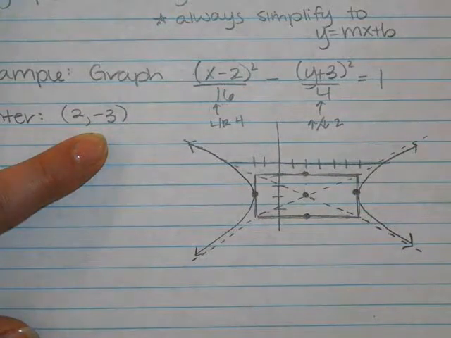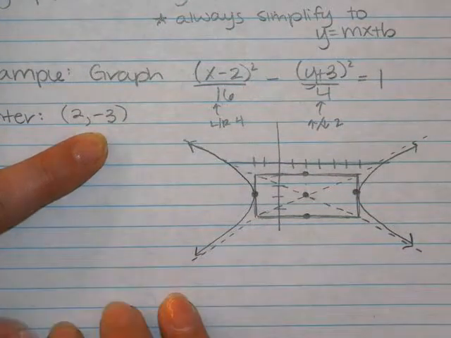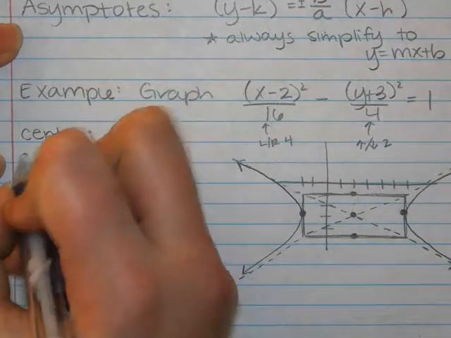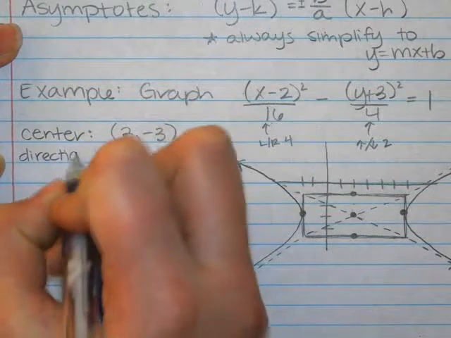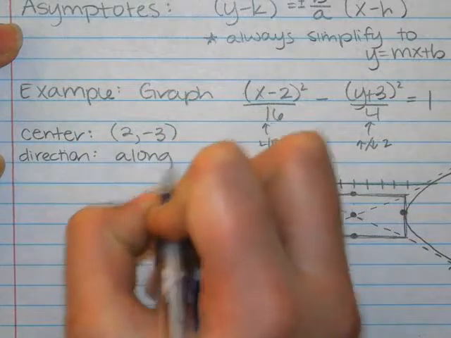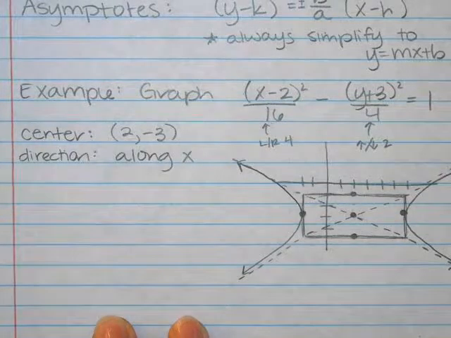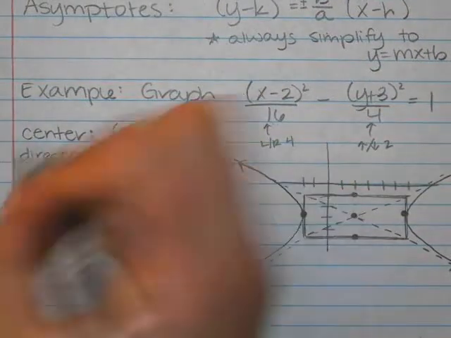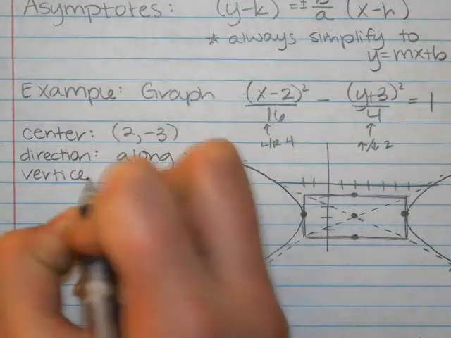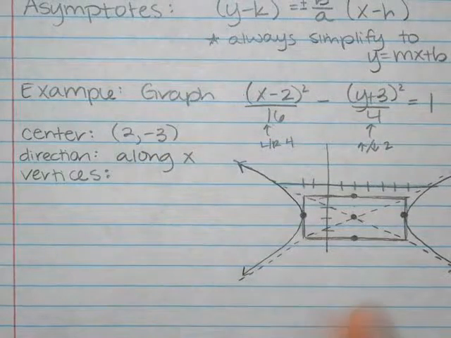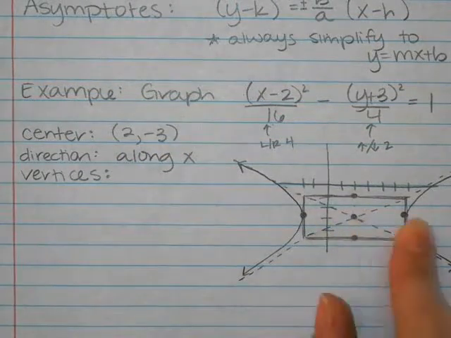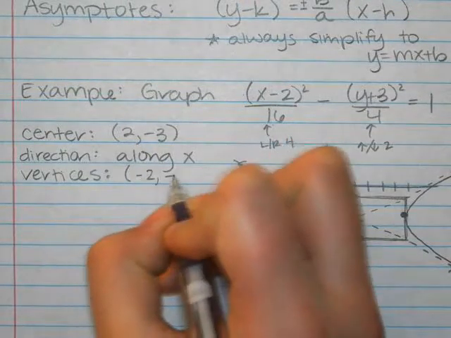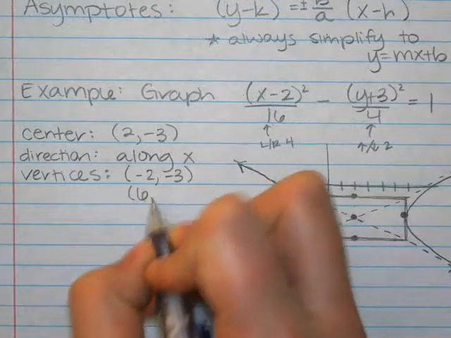Okay. So now that we have it drawn, we have some things that we want to be able to find about it. So we already have the center. We can call this the direction, is that it's along the x. So that's just saying it opens left and right instead of up and down. We can find the vertices. So from the center, the vertices were left and right 4. So left 4 was -2, -3. Right 4 was 6, -3.